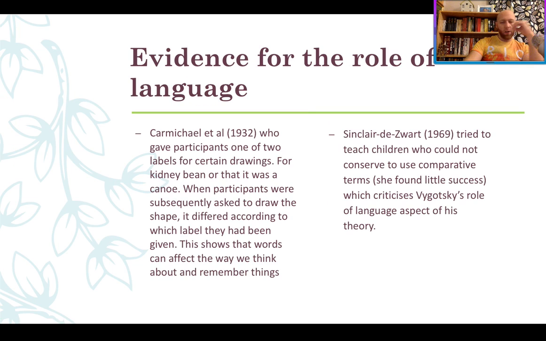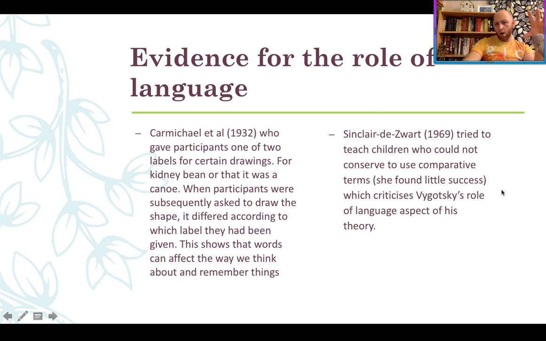Evidence of the role of language. Carmichael carried out a classic study that's quite famous. He gave participants one of two labels for certain drawings, for example a kidney bean or a canoe. When participants were subsequently asked to draw the shape, it differed according to the label that they'd been given. This shows that the word can affect the way we think and actually remember things. And we kind of know this already: if I ask you a question before I give you a piece of information to read, that question will alter the way that you interpret the information.